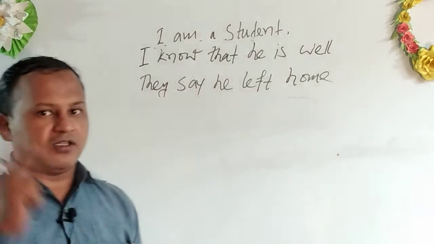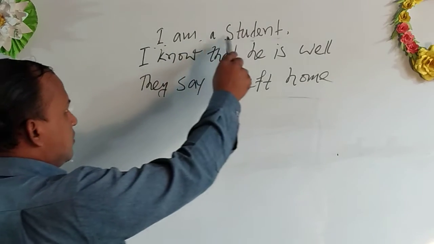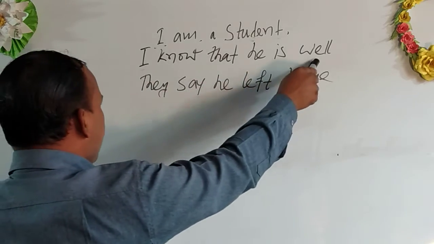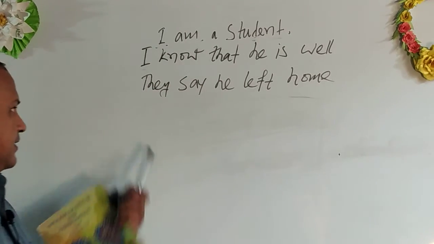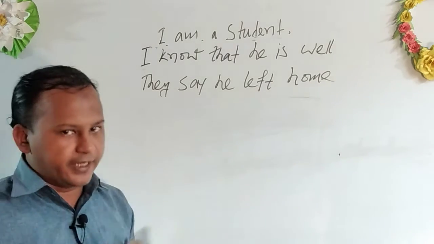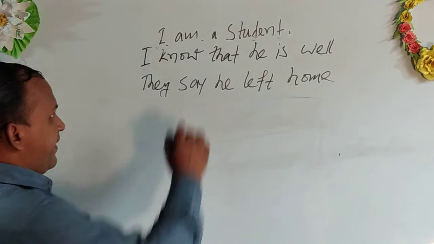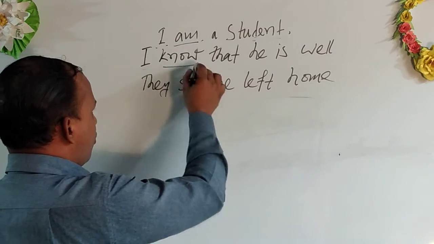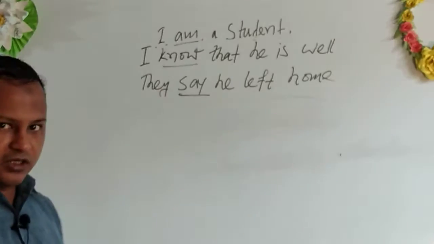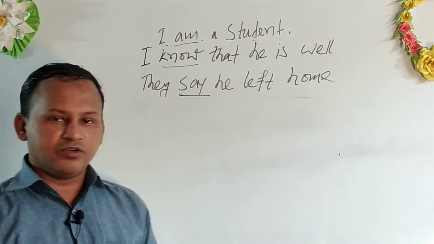Here are three types of sentences as presented. The first sentence is I am a student, another sentence is I know that is the well, and another sentence is they say he left home. Dear student, you notice that three types of verb are presented: am, know, say. There is the action, and these are the types of action, and each verb has work and a condition of this work. So it is a verb.